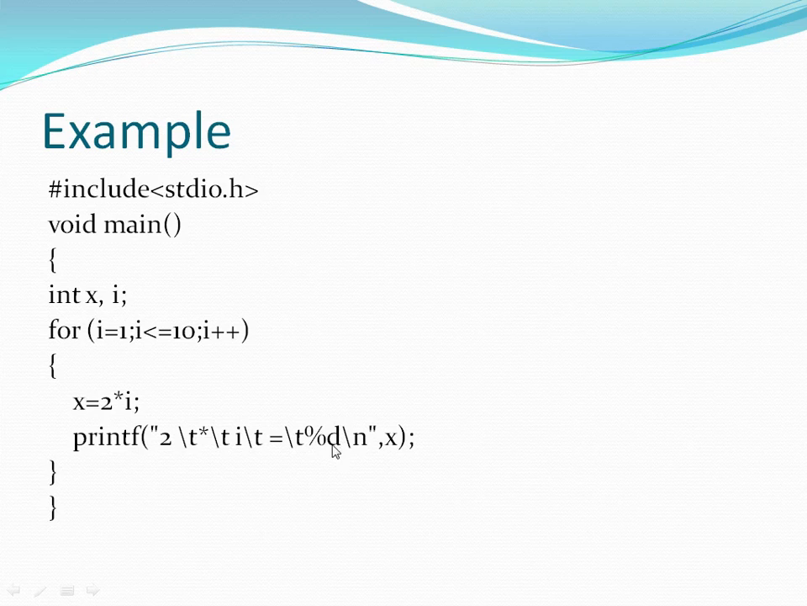What integer value will come? It is the variable which is x. What is x? X is 2 into, for first time it is 2 into 1 is 2. For next time, I would be incremented by 1, so 2 into 2, 4, and similarly 2 into 3, it will display us the table of 2 until 10.